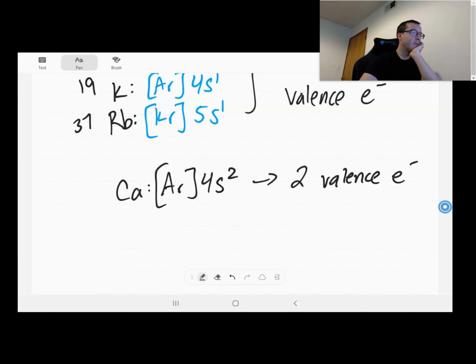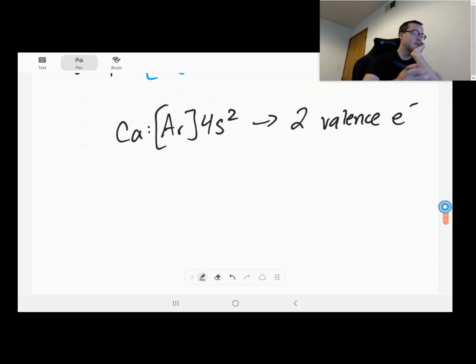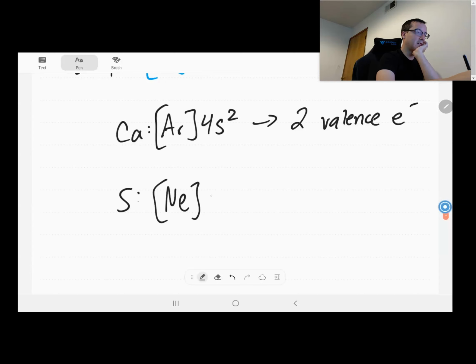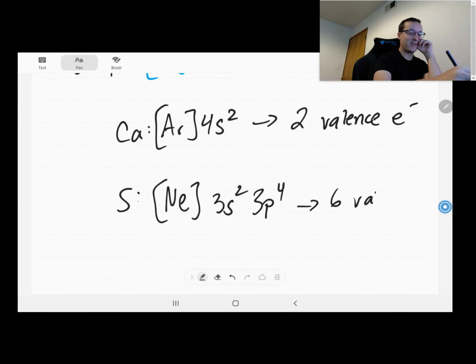Alrighty. If we look at, how about sulfur? I'm just going to write it out for us here. Sulfur is going to be 3s2, 3p4. How many valence electrons for sulfur? 6, right. Fun fact, what group is sulfur in, number-wise?